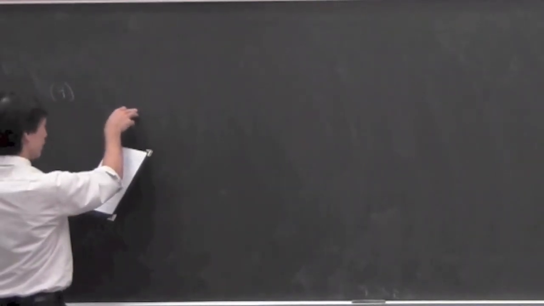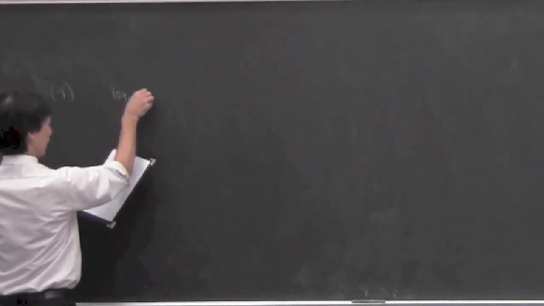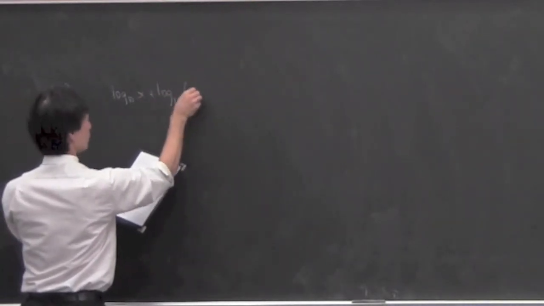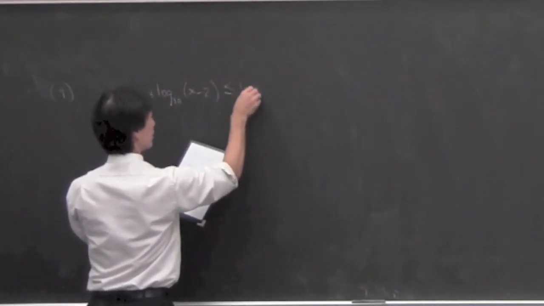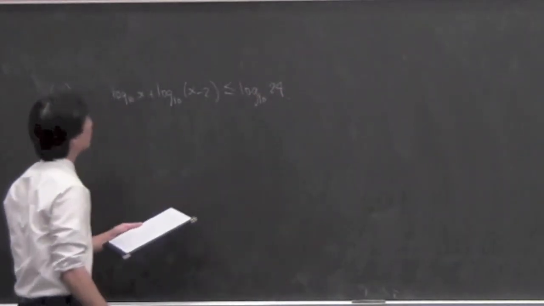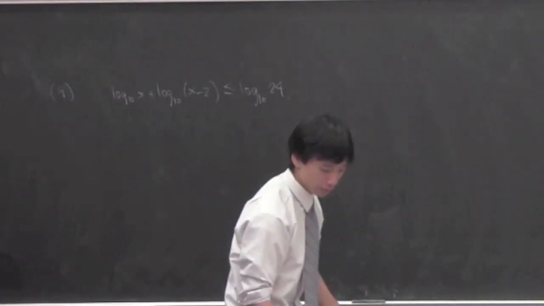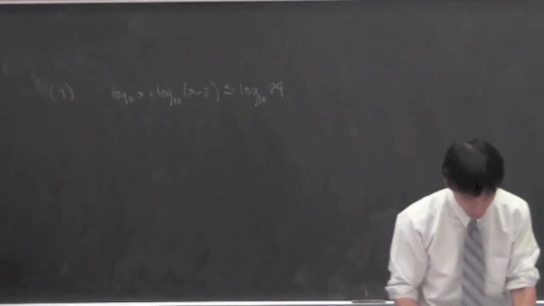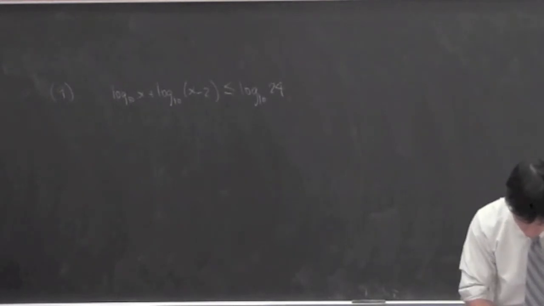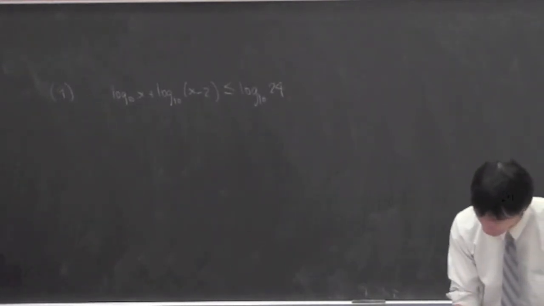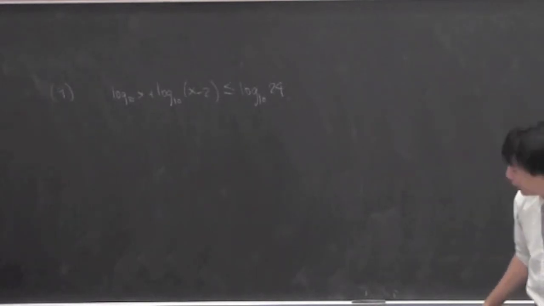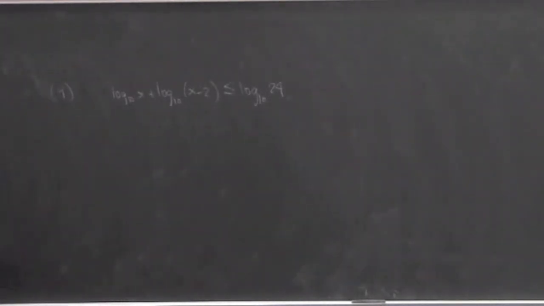Same sort of thing. So here's problem 9. This would be easier. Log base 10 of x plus log base 10 of x minus 2 is less than or equal to log base 10 of 24. This is along the same lines, but actually easier than the last one, though it still has some of the same ideas. So I'll let you try it. 10 minutes left. Just take it easy.